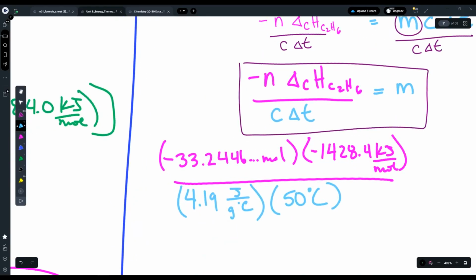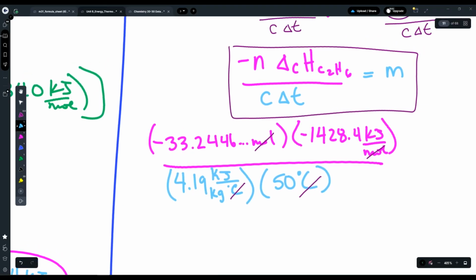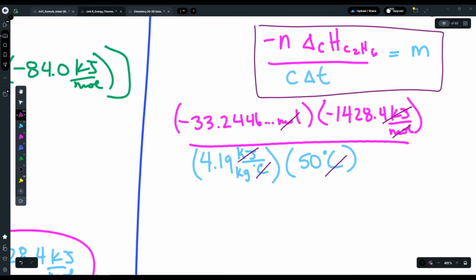Okay, so let's look at my units here. So moles cancels out, degrees Celsius cancels out, but I'm noticing we got joules versus kilojoules. So the easiest way to adjust things is to go kilojoules over kilograms. So this number is still going to be the same because kilo in the numerator and denominator cancel out, so it's not going to change this number right here.